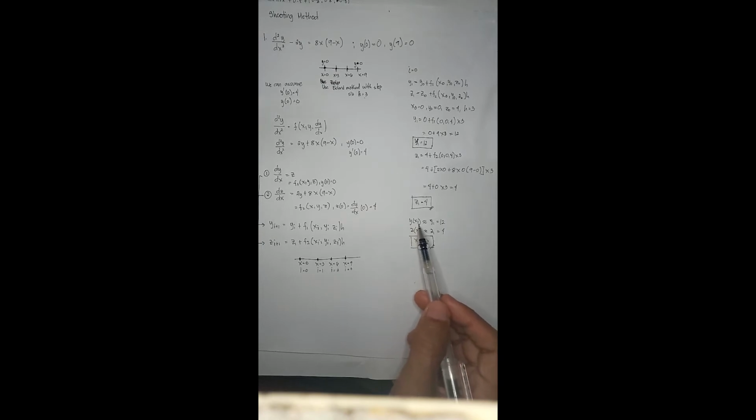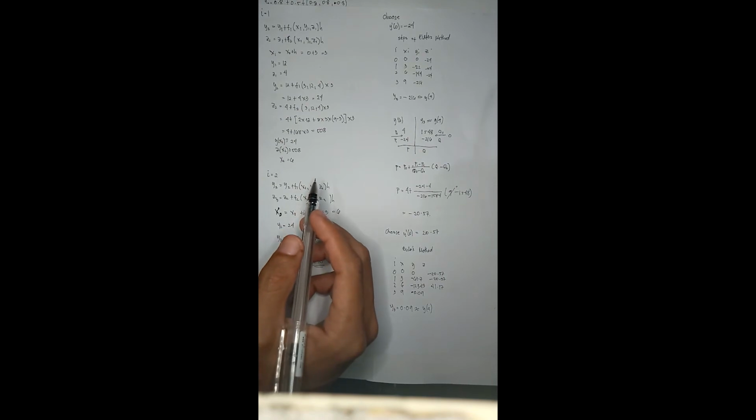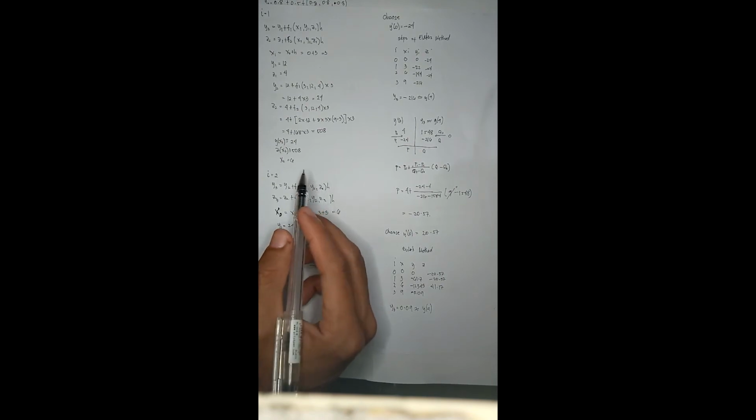Y of x1 is equal to y1, which equals 12. Z of x1 is equal to 4. Our x1 is equal to 3. Now let's proceed to i equals 1.